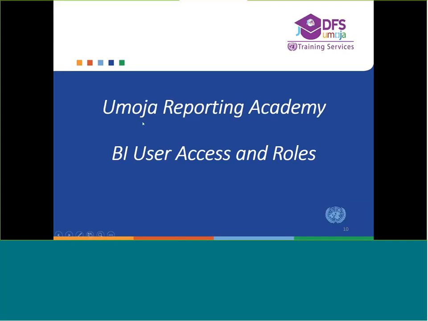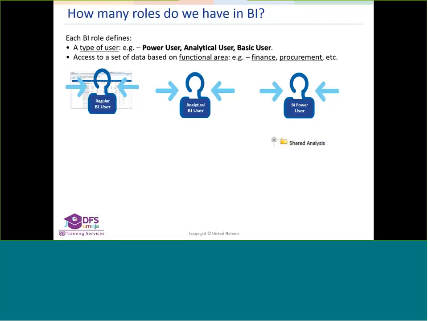Okay, so the segregation is a combination of two variables. The first one, your type of user, and the second one, the access to data. And this is very well visualized in the following slides. So, how many roles do we have in BI? We have a power user, analytical user, or basic user. And the access to data might be based on your functional area, finance, procurement, or other.